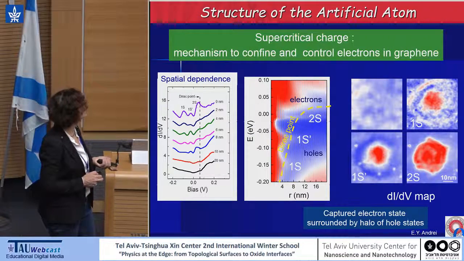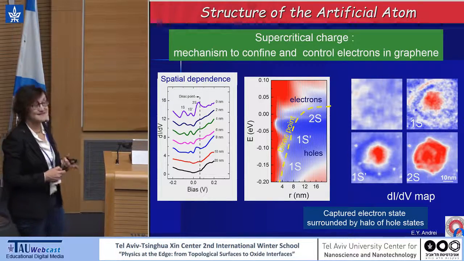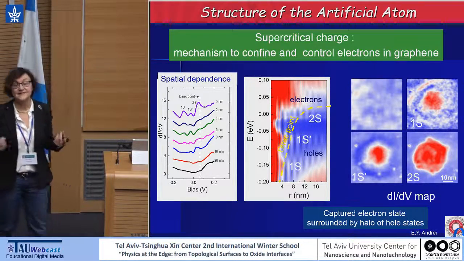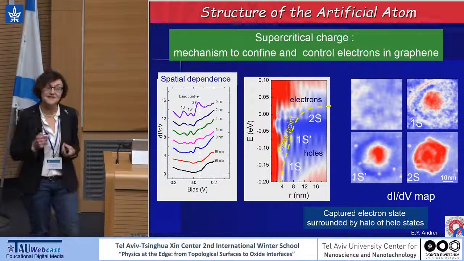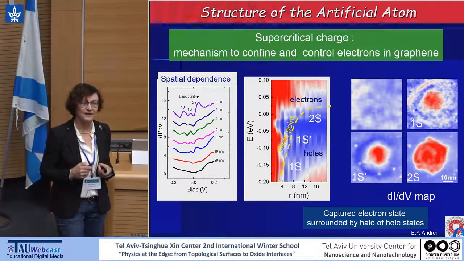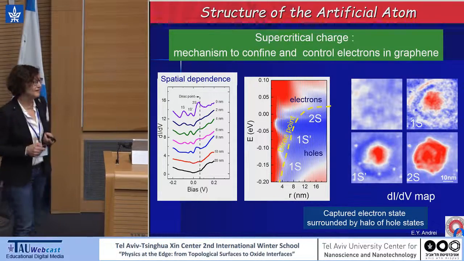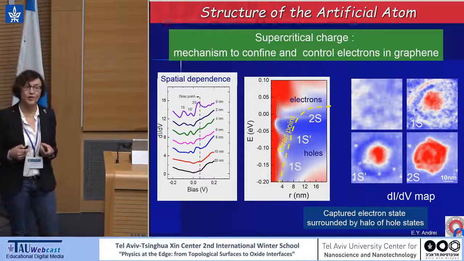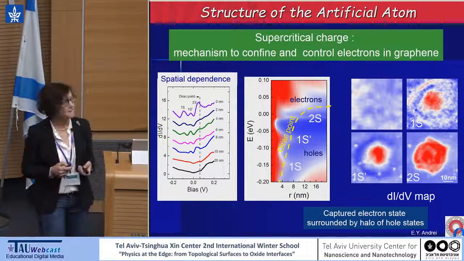So we have a supercritical charge here. And this is a mechanism to essentially beat Klein tunneling, to confine electrons with an electrostatic potential. Normally, you cannot do that in graphene. If you want to confine electrons in graphene, you either have to cut your sample or apply a magnetic field, which is another whole story.